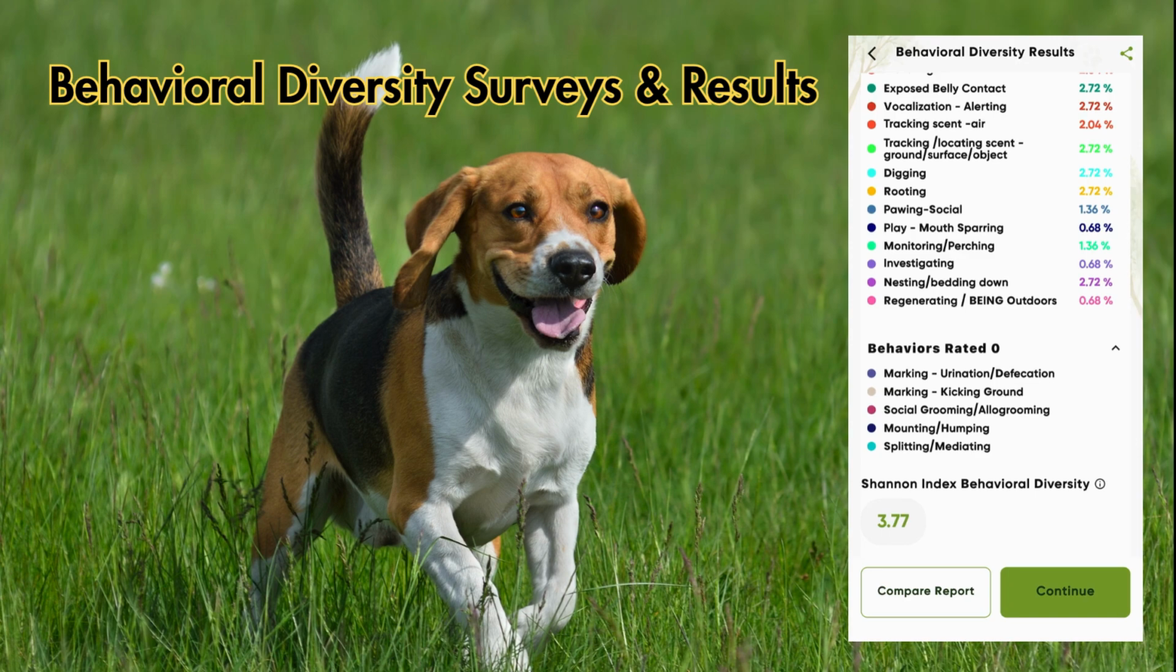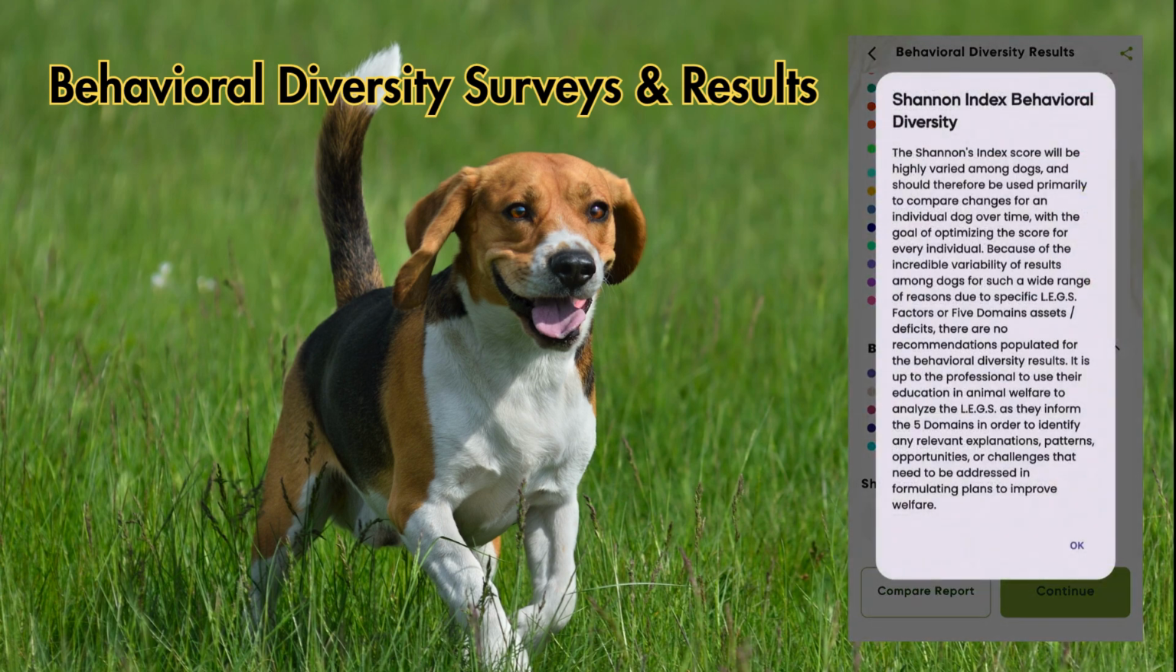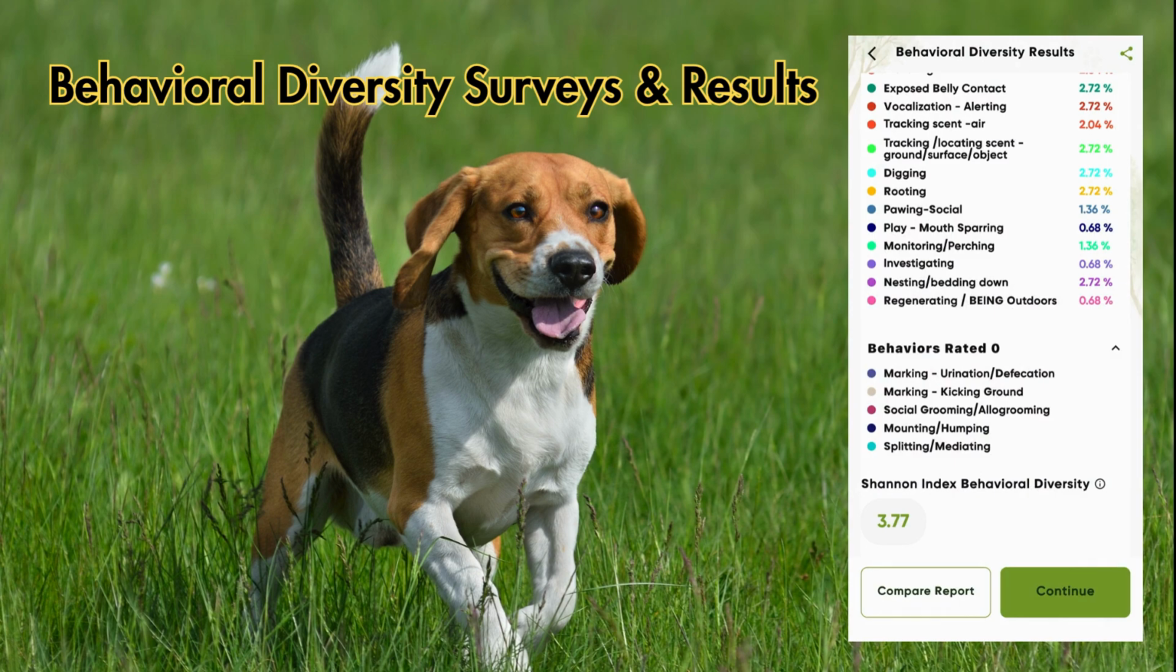and those legs shift over time. So if we're looking at her Shannon's index for behavioral diversity, we've got a score of 3.77 here. If you want to get more information about that, you can click on the eye and get a little bit of further explanation, and that's something you can also share with clients. You can look up the formula online if you're really interested in the math and how all that works.